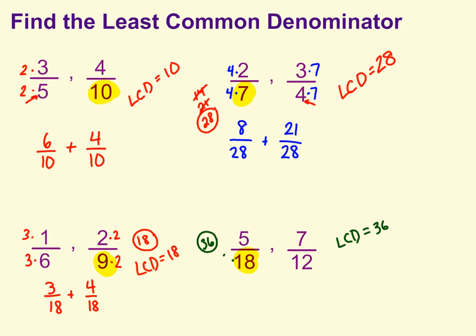So 18 up to 36, we multiply by 2. So we have 10 over 36. Plus 12, we can multiply by 3 to get it up to 36. So we have 21 over 36.